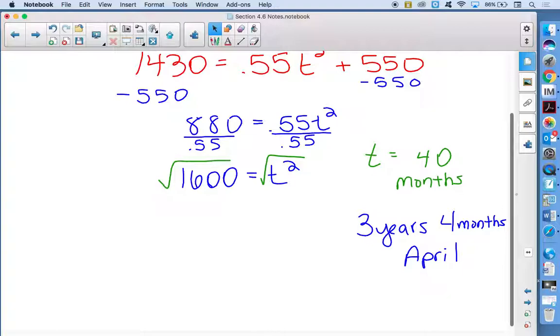Questions with that? So plug in the number, the 48 is just saying that this equation is only good for 48 months. And then you get the 40 months, but then convert that to the fact that that's really 3 years, 4 months, the fourth month is April. Any other questions from the worksheet? 19.